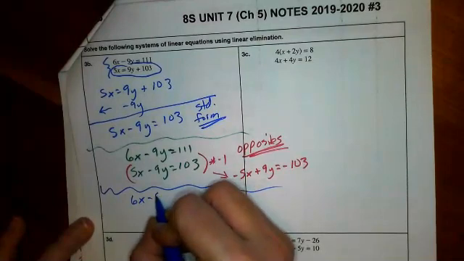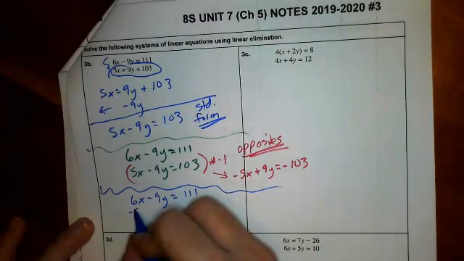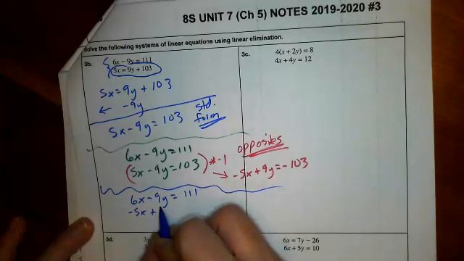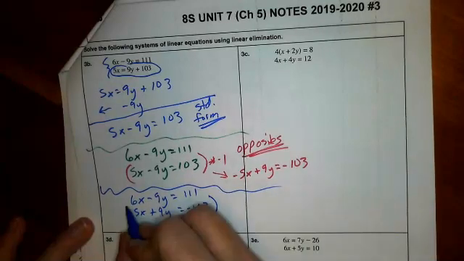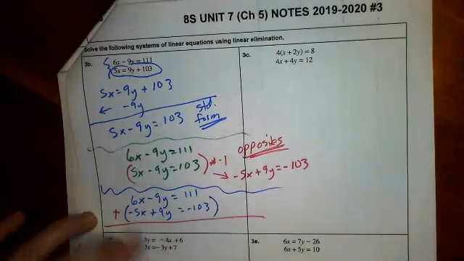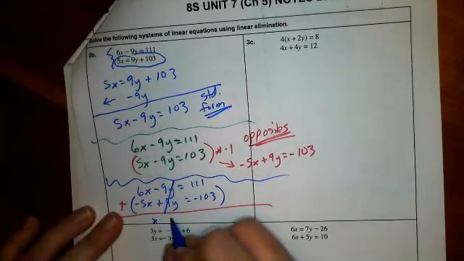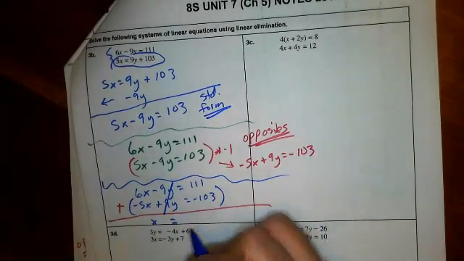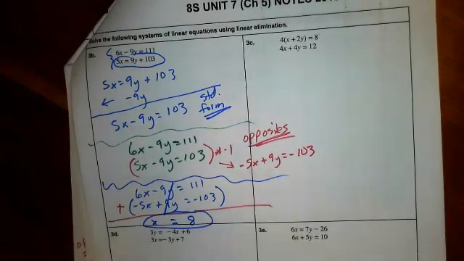6x minus 9y equals 111. Then I've got negative 5x plus 9y equals negative 103. Let's add those up. Okay, vertically, I've got x, cancel, equal, what is that, 111, 103, that's 8. Oh, that's nice. I don't have to do anything else. X equals 8.